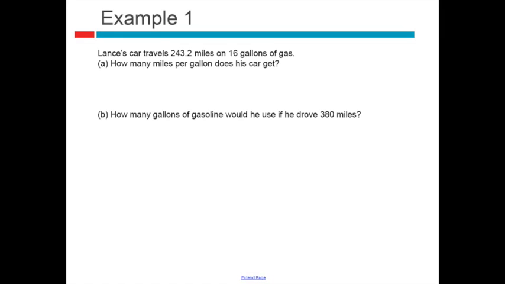So in the first problem, we want to know how many miles per gallon, and that's called a unit rate. One thing I can do is divide the number of miles by the number of gallons. This will give us miles per gallon. So if I do that, I divide 16 into 243.2.